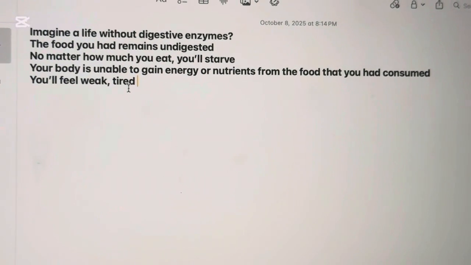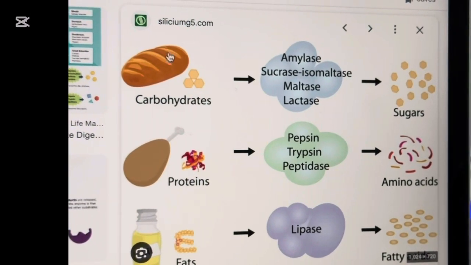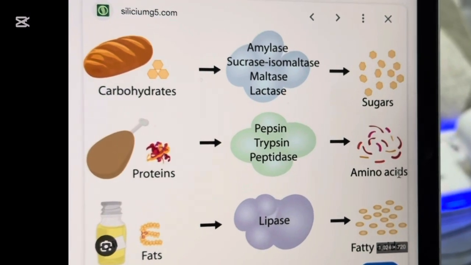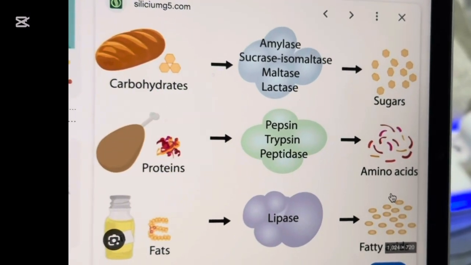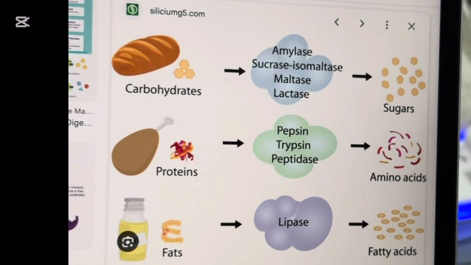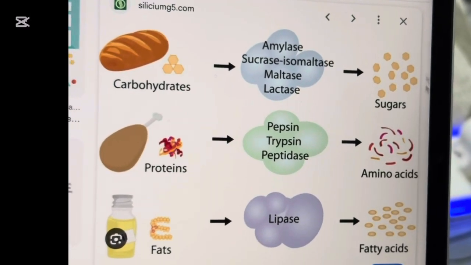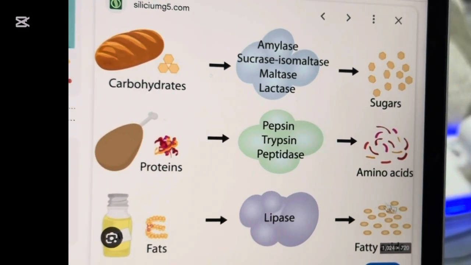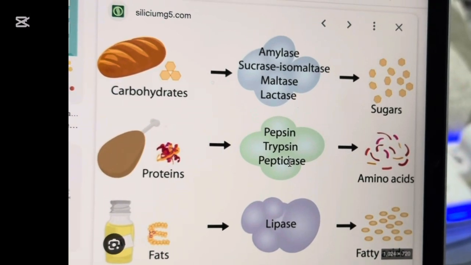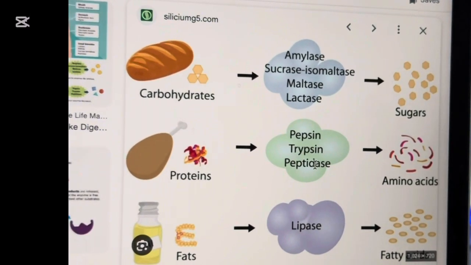So you see, the digestive enzymes, they are the hidden heroes. They break down large, complex food into simplest, usable and absorbable forms. Your body cells can use this for energy, for repair, for growth, for survival. And what do you need for that? You need digestive enzymes. So with this, let's get down with the three categories of digestive enzymes.